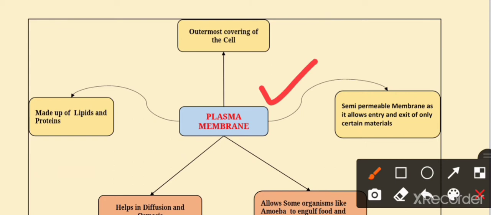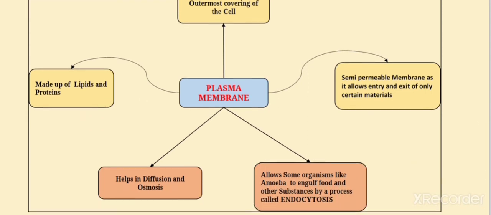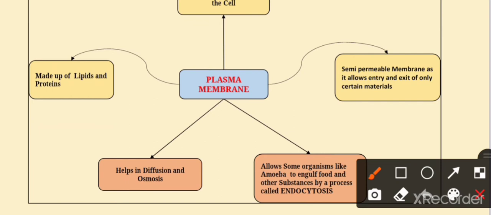Plasma membrane is the very important outermost covering of our cell, and it is made with the help of lipids and protein. It is known as a semi-permeable membrane. Why? It allows the entry or exit of certain substances only, which are necessary for the cell. All the substances are not allowed to enter inside the cell, those which are not necessary for our cell. So that's why it is known as selective permeable membrane.